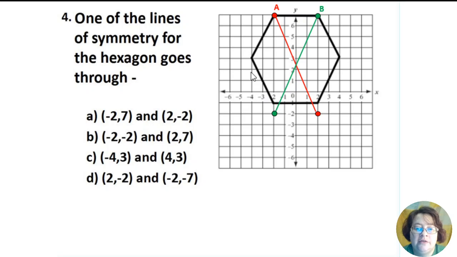Negative 4, 3, and 4, 3, line through, and if you look, answer choice C cuts the figure exactly in half. It is symmetric on top and the bottom, so answer choice C would be the one we would choose.